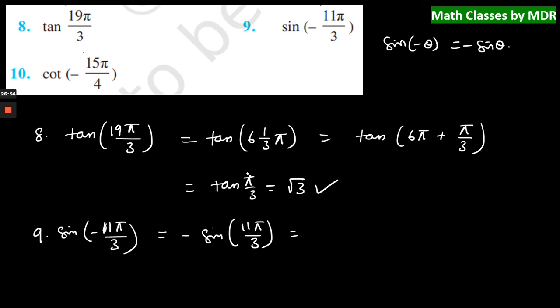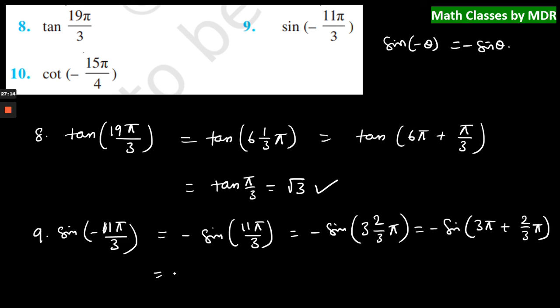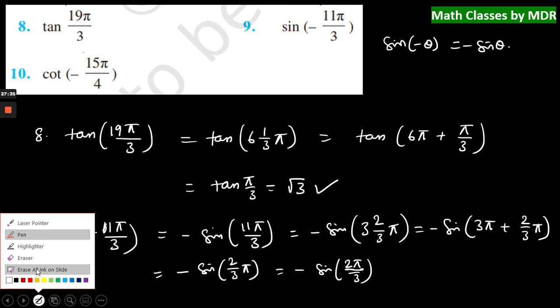So sine 11 pi by 3 is, let's see how many 2 pi's are there in 11 pi by 3. So 11 by 3 can be written as 3 and 2 by 3 pi. Am I correct? 3 threes are 9, 9 plus 2 is 11. So it means minus sine 3 pi plus 2 by 3 pi. And then further it can be written as minus sine 2/3 pi. 2/3 pi is 120 degrees. And we can write it as 2 pi by 3, and then we can try to find out the value of it.